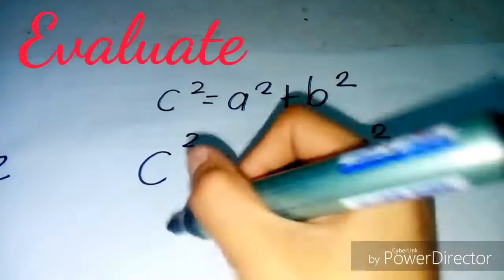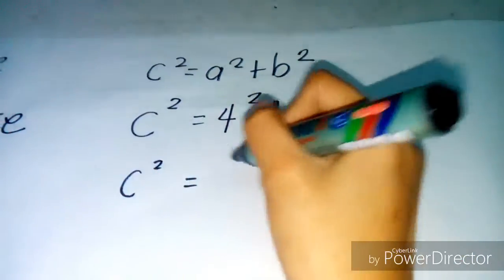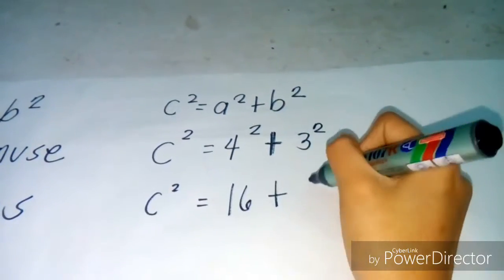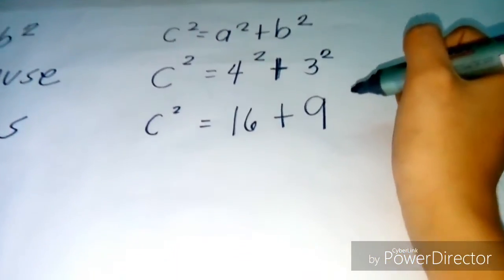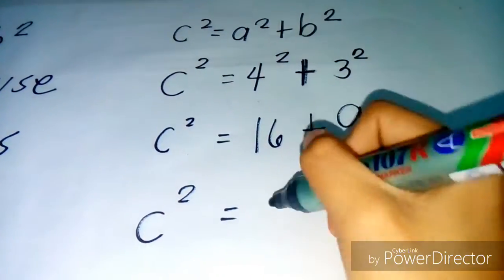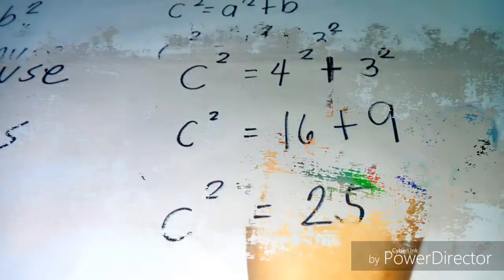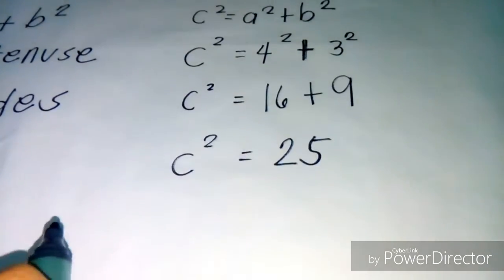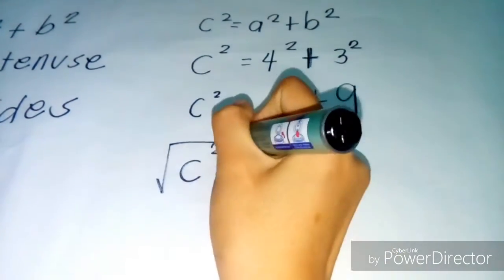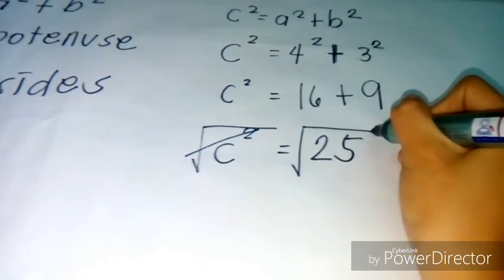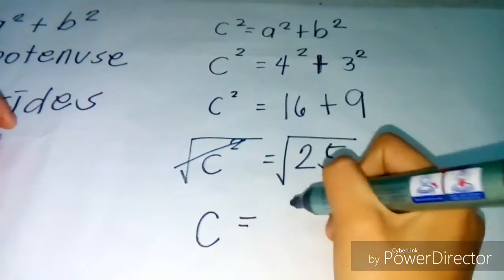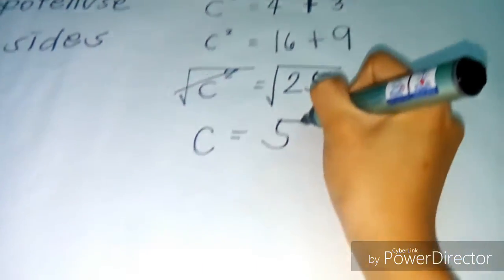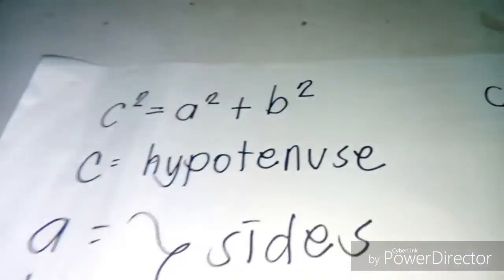Let's evaluate. 4 squared equals 16 plus 3 squared equals 9. Let's add. 16 plus 9 equals 25. Since it is c squared, let us eliminate the square by getting its square root. So, get the square root of 25. So, c is equal to 5. Our hypotenuse now is 5. So, that's the answer.